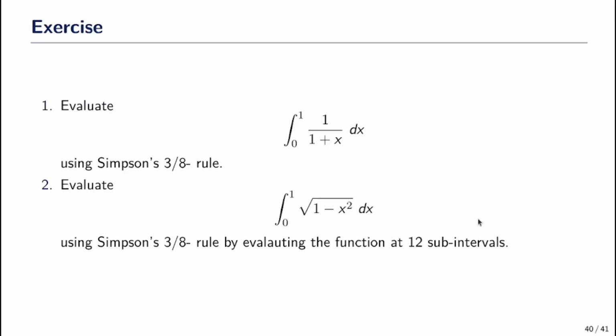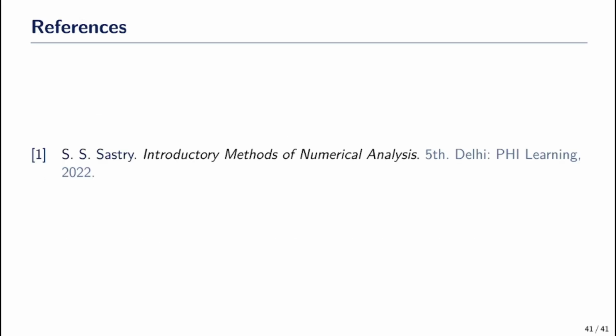You try these two problems yourself. Here we should be careful about only one thing, the number of subintervals, that is x0, x1, x2, up to xn. This n should be a multiple of 3. Then only we can do this process.